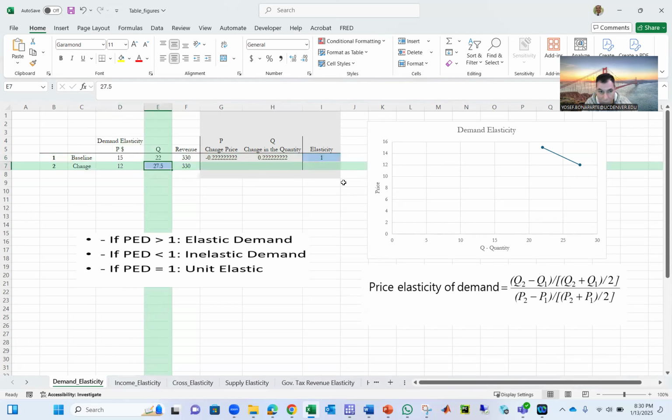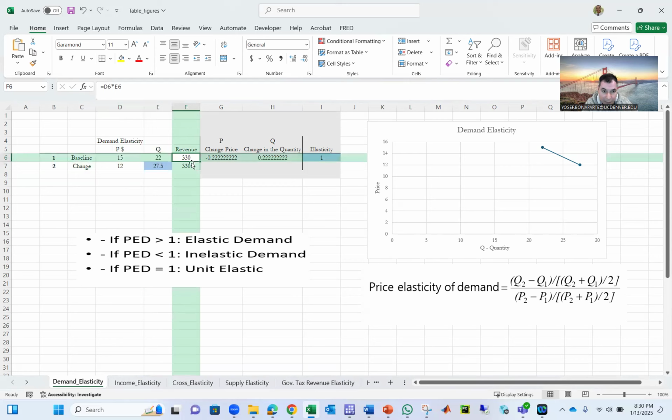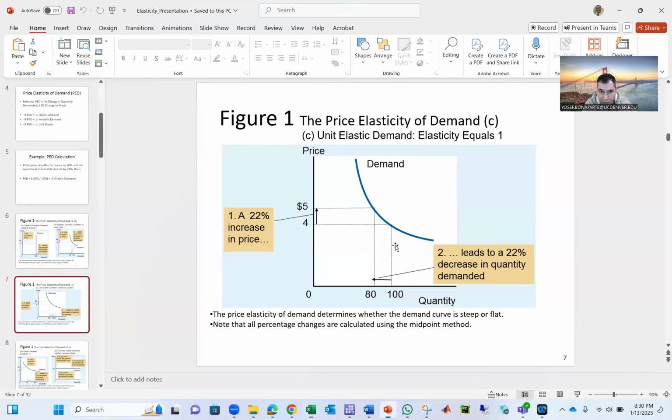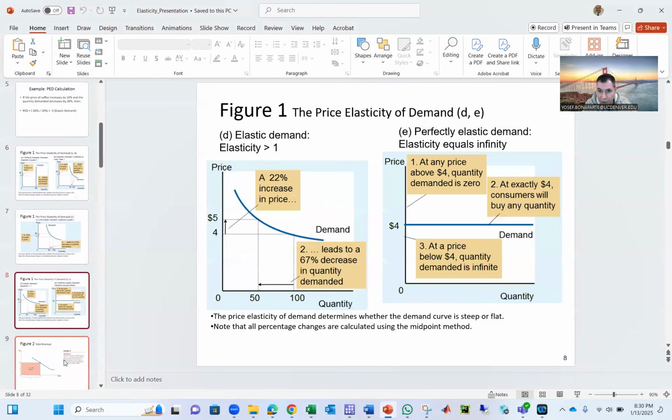In this case, that's the slope. The revenue is the same, and the unit elasticity equals 1. That means unit elastic, meaning the revenue doesn't change. So this is the case where revenue doesn't change. And you have other cases. You have elastic demand above 1, and then you have perfectly elastic demand like this.